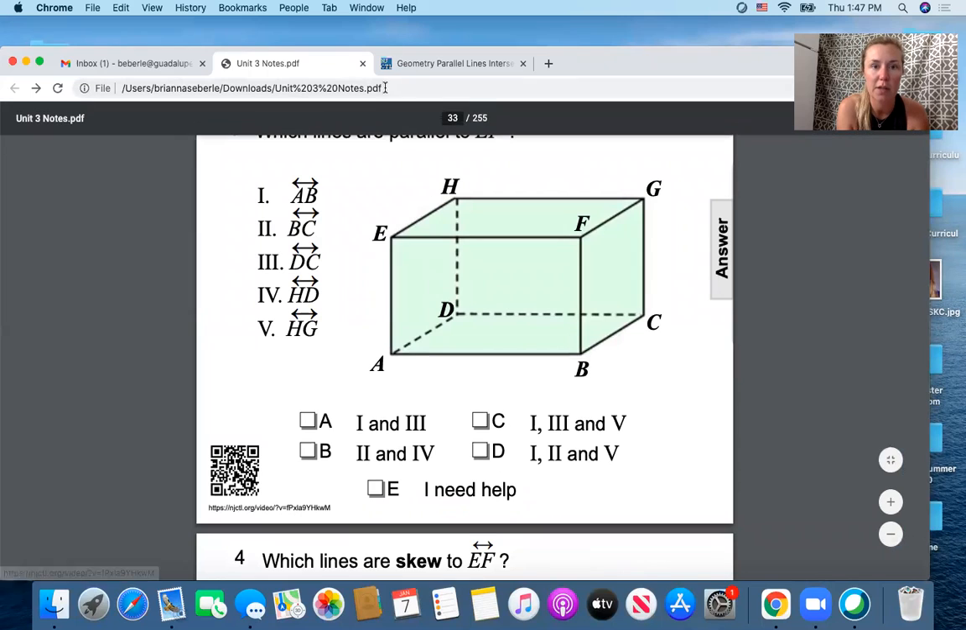All right, question 3. Which lines are parallel to EF? One of the easiest ways to look at this is to actually highlight EF and then go through and find which ones are parallel. You can really just go around like this, and all of these are the ones that are parallel. Let's see what she has to say about that though.